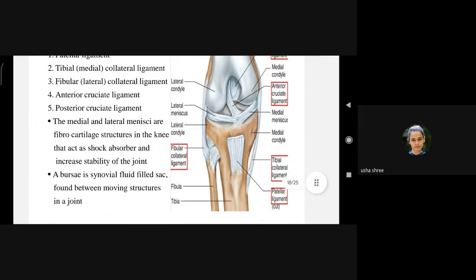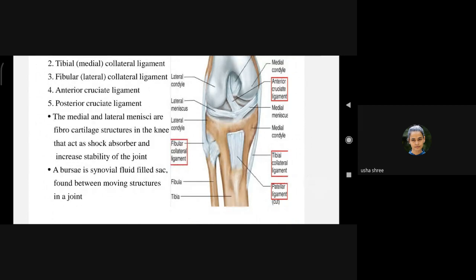The next thing is bursa. It is a synovial fluid-filled sac found between moving structures in a joint. A bursa is a cushion-like structure. It is a sac-like structure, which is fluid-filled, means within that sac, synovial fluid is filled.